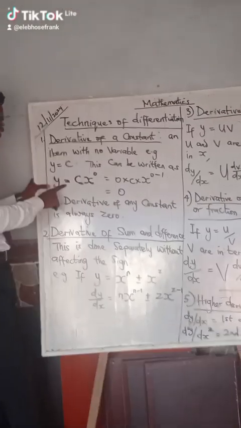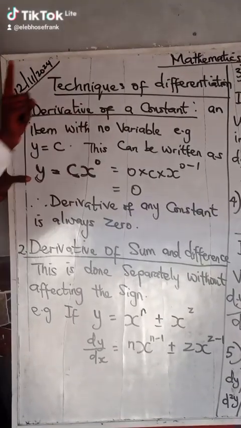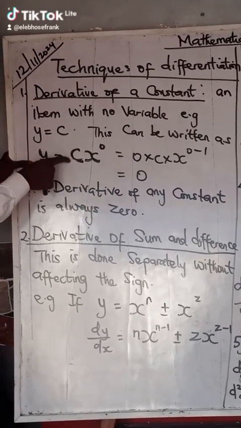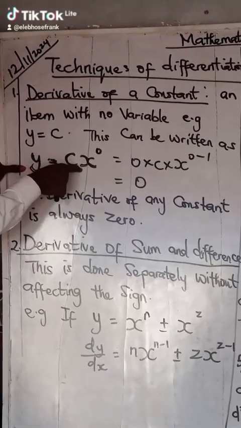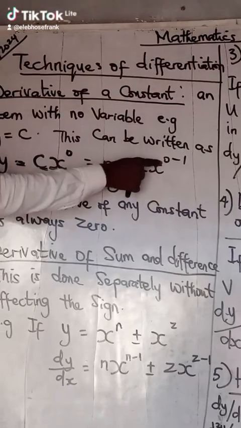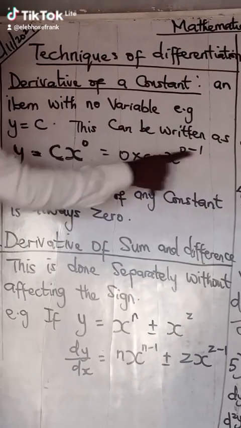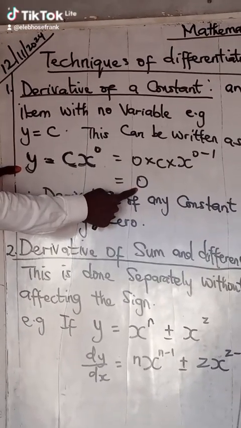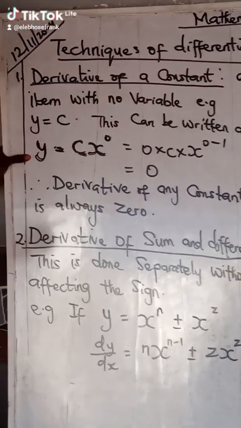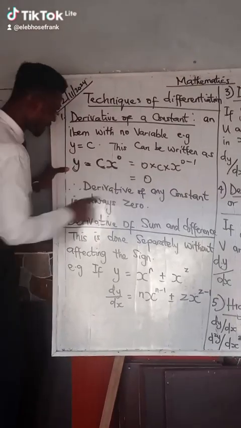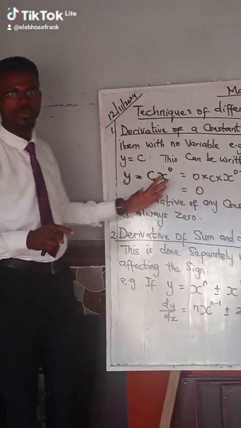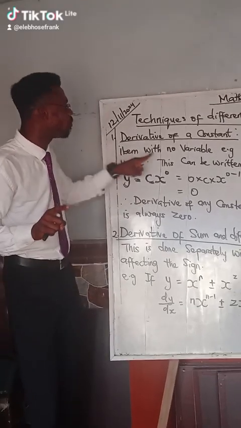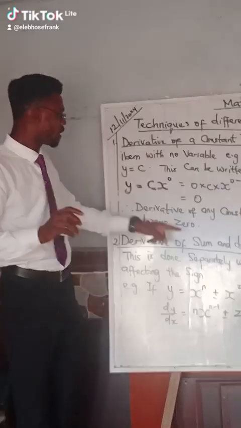Now look at this. y equals c x raised to power 0. Remember from our class yesterday, I said this initial power, we multiply this constant. So 0 times c times x raised to power 0 minus 1. Now 0 times any variable, whatever it is, equals 0. So our final answer is 0. That therefore means that the derivative of any constant is always 0. This is a law in mathematics. The derivative of any constant, I mean any item with no variable, with no letter attached, equals 0.